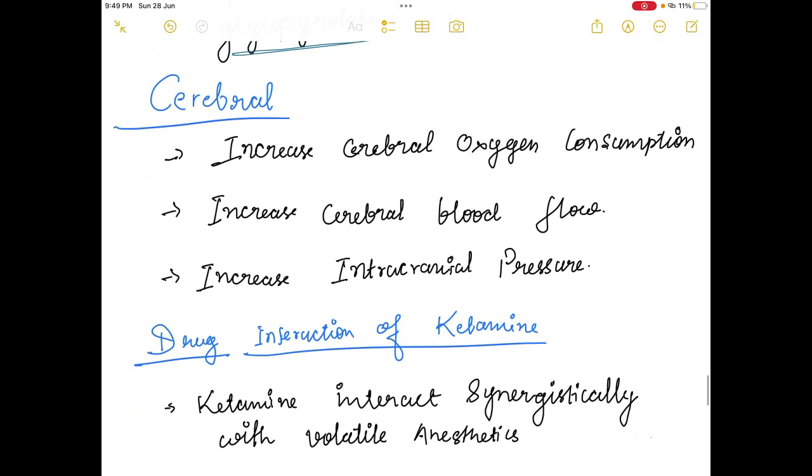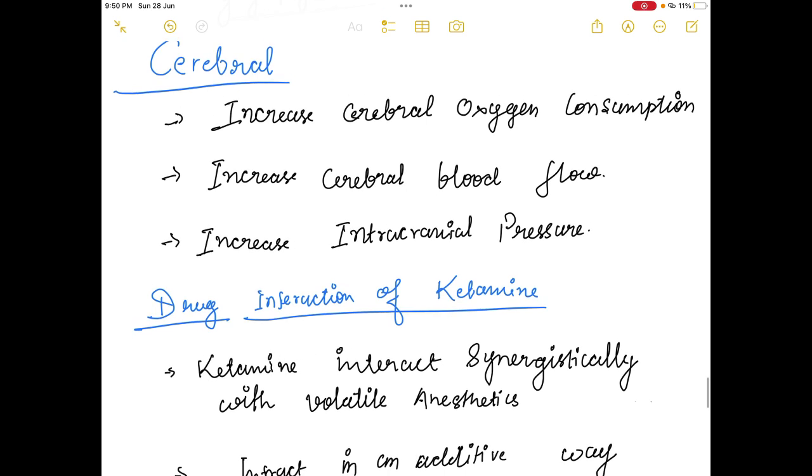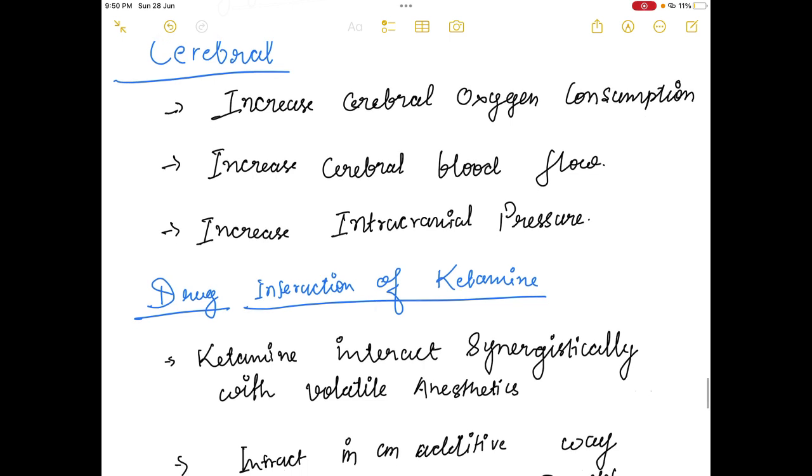Now the effect on the cerebral system. Ketamine increases cerebral oxygen consumption, increases cerebral blood flow, and increases intracranial pressure. So, in patients with high intracranial pressure, we should avoid ketamine.